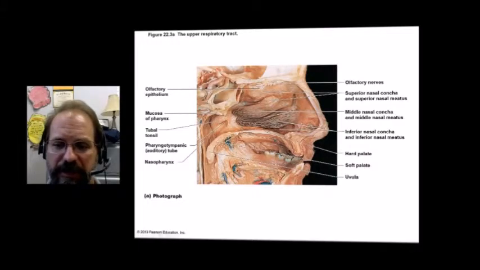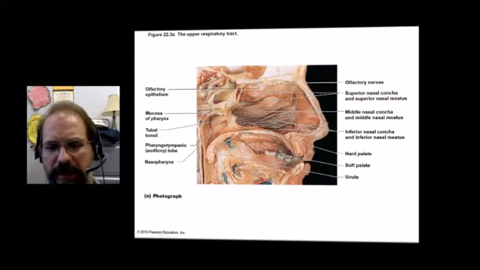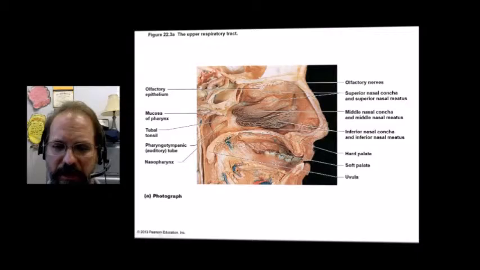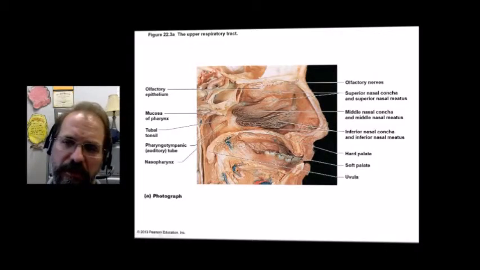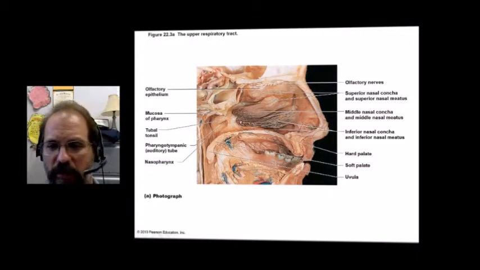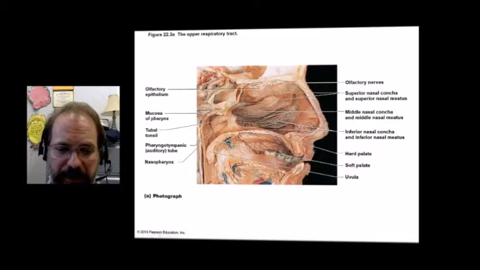Here's a sagittal section of a cadaver head. So you can see here are the concha, superior, middle, and inferior, with the meatuses in between. There's the opening of the eustachian tube and the choana. The floor of the nasal cavity is actually the hard palate of the oral cavity, and that's the palatine bone right there. The roof of the nasal cavity is frontal bone, ethmoid bone, and sphenoid bone posteriorly. And the lateral walls are, of course, the maxilla.